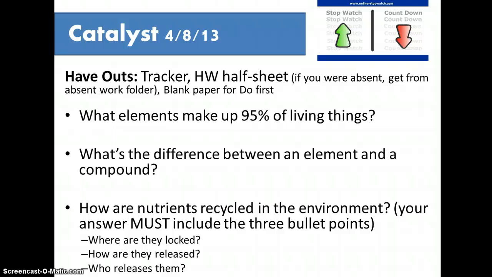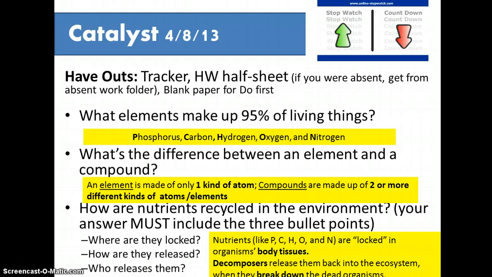Okay, hey legends. This lesson is on the carbon cycle, and here are the do first questions to get you started and preparing you for this lesson. Go ahead and give them a try. Here are the answers. This is what you should have gotten. Go ahead and pause here if you need to take a look at those more closely.